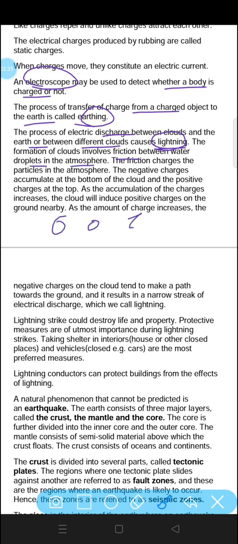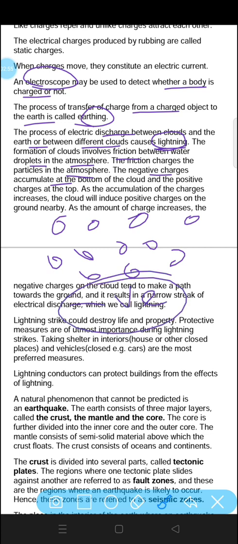The formation of clouds involves friction between water droplets in the atmosphere. There are a lot of water droplets in the atmosphere. They strike with each other and produce friction. The friction charges the particles in the atmosphere. The negative charges accumulate at the bottom of the cloud and the positive charges at the top.